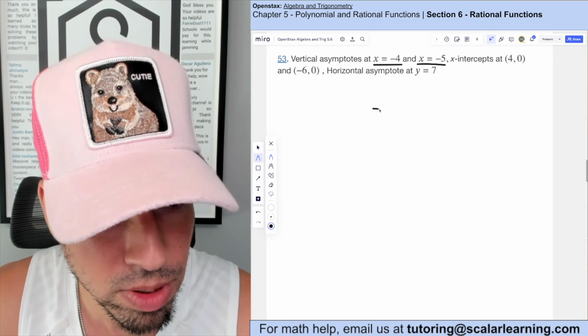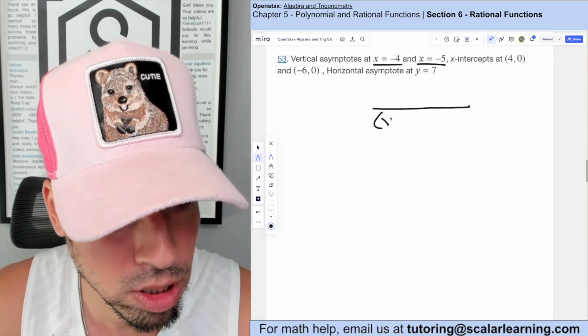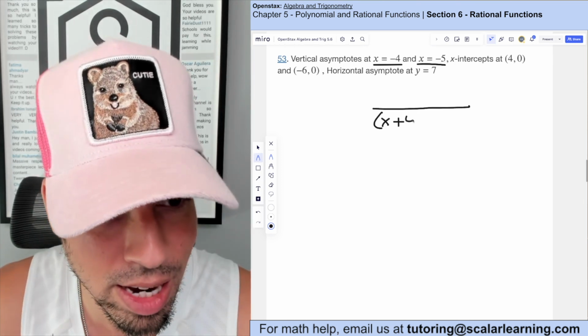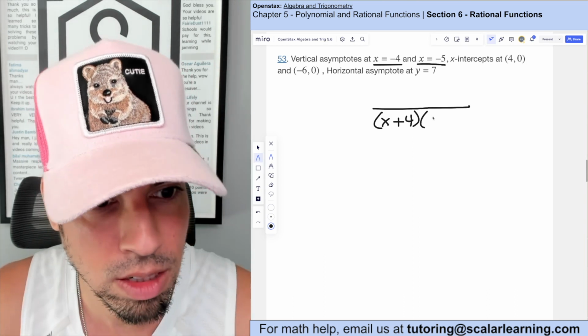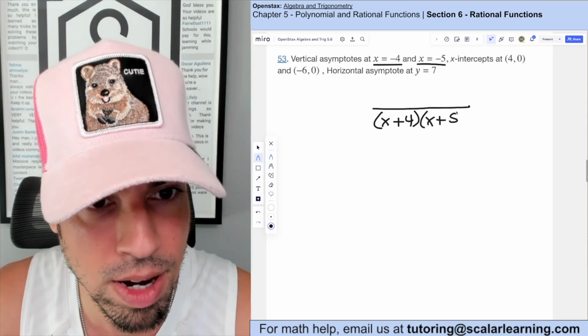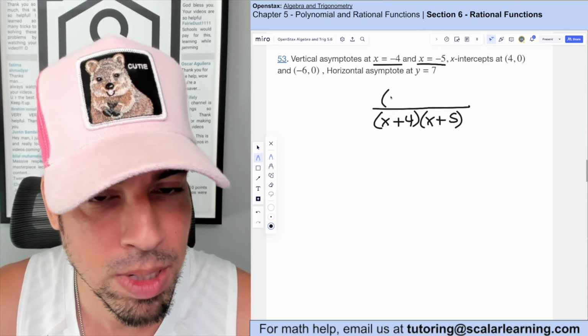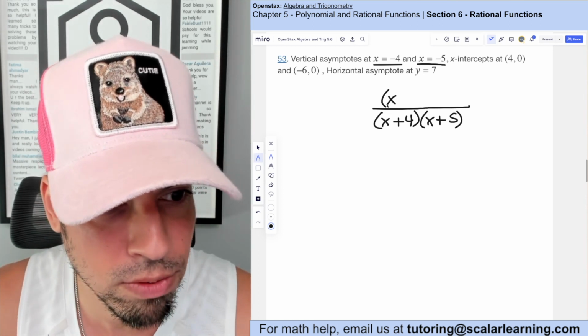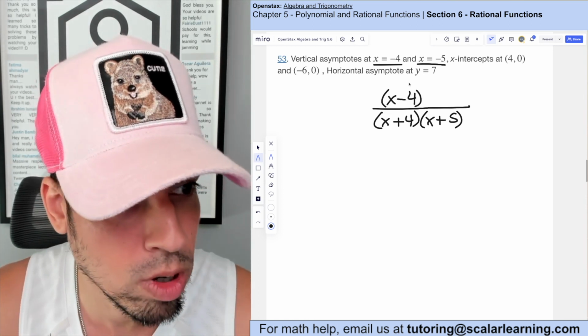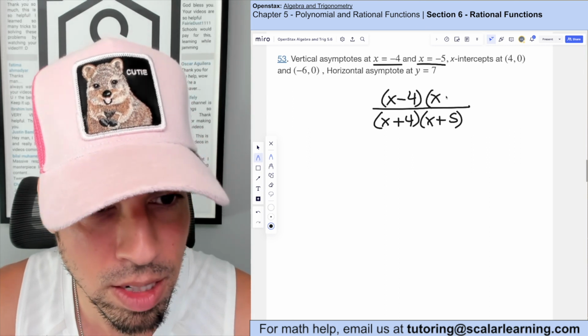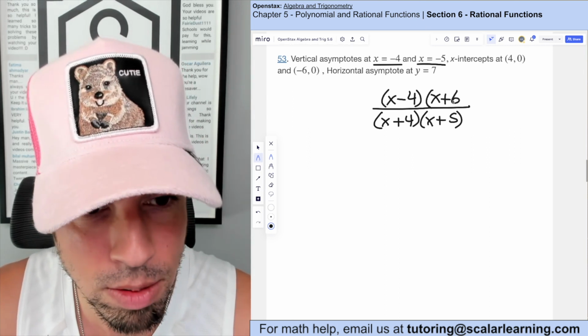For this one, we're going to start with these vertical asymptotes, and those are going to indicate where we're going to zero out the denominator. So if we have negative 4, it's going to be x minus negative 4, aka x plus 4 on the bottom. That's going to give me, likewise, x plus 5. For the x-intercepts, that means the numerator is going to zero out at 4, so we need x minus 4. And for that negative 6, x minus negative 6, aka x plus 6.